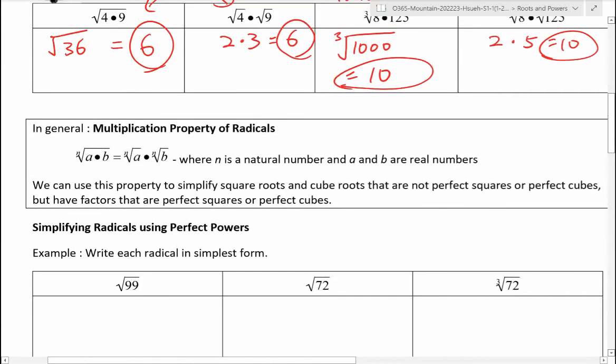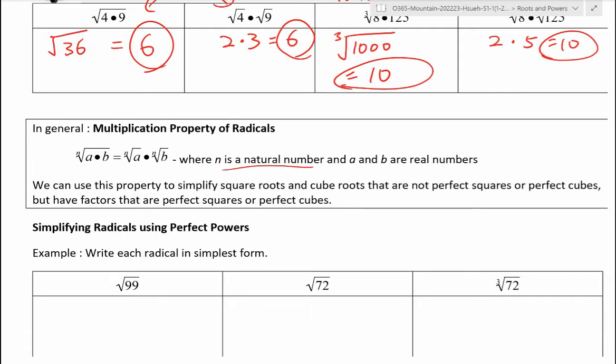It turns out, in general, when we have the nth index, the nth root of a times b, we can simply split the multiplication. We can split the nth root of a times b into the nth root of a times the nth root of b. Again, where n is a natural number, well, actually 2 or higher, I suppose. It's 2, 3, 4, 5, and a and b are any real numbers, okay? Well, it depends, right? If it's an even root, then you gotta make sure a times b gets you a positive value.